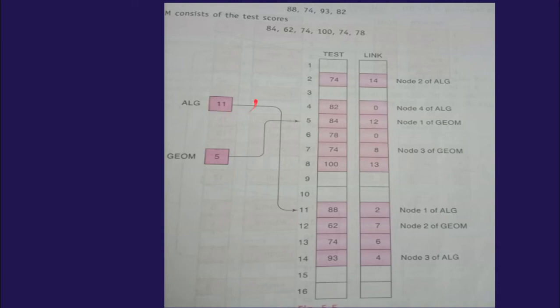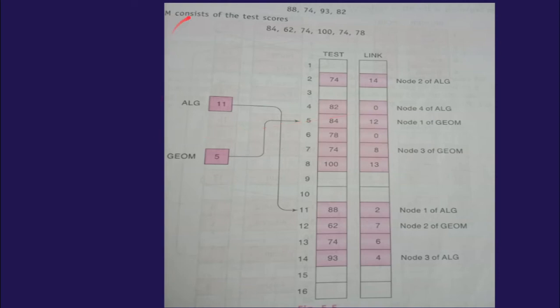So now you can see that this ALG starts from 11. So what is at the 11th position? Go to 88, that is the first value. Then how to follow the next one? The pointer of this test score 88 is 2. So go to 2, which is 74. From 74 go to 14. What is 14? Come back to 14. Then 93 is the next one. So 93 points to 4. So 4 is 82. And then 82 has 0. That means the node 4 of ALG is over. That means we have followed all the 4 values 88, 74, 93 and 82 of the list.